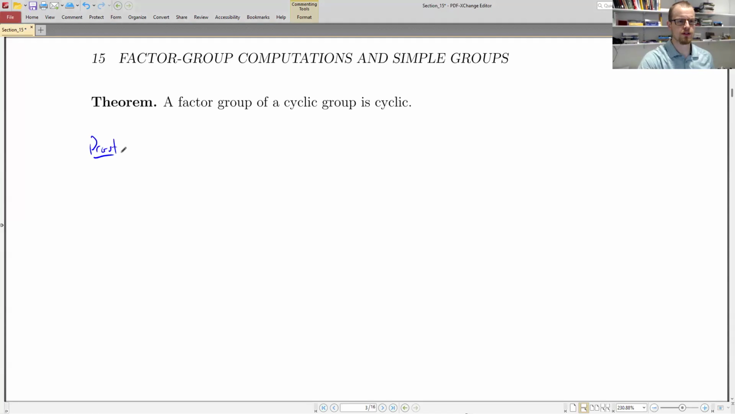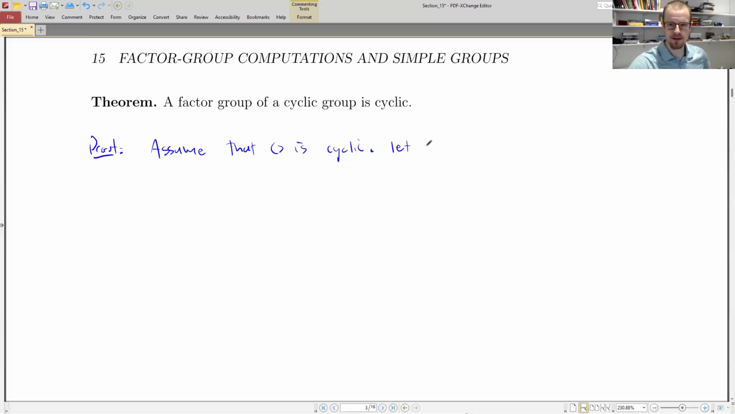So let's do that. Let's begin by making our assumptions. So assume that G is cyclic. Excellent, right? That's our assumption here. If G is cyclic, then a factor group of it is also cyclic. So that's what we want to show.